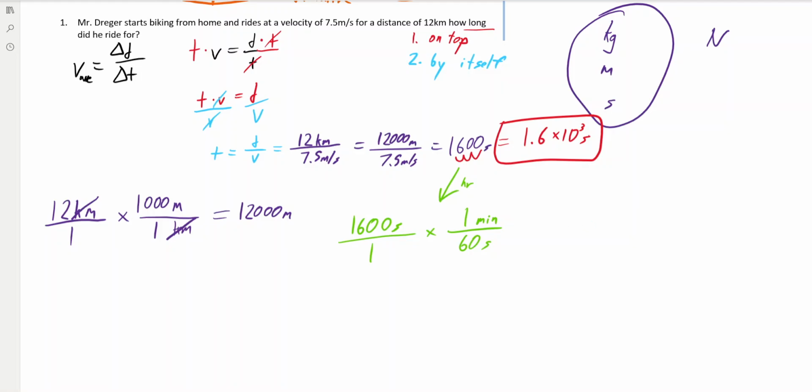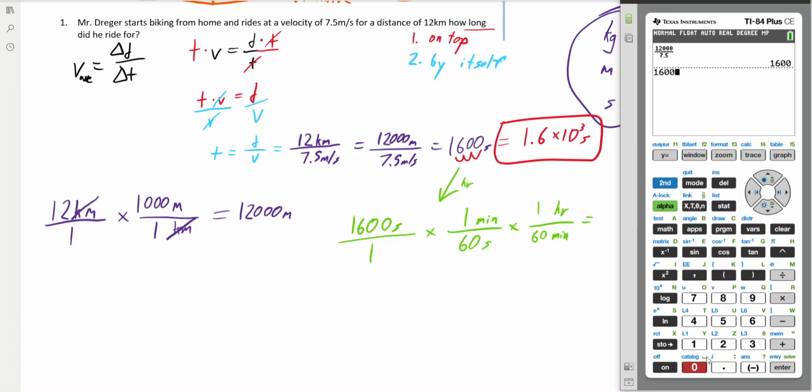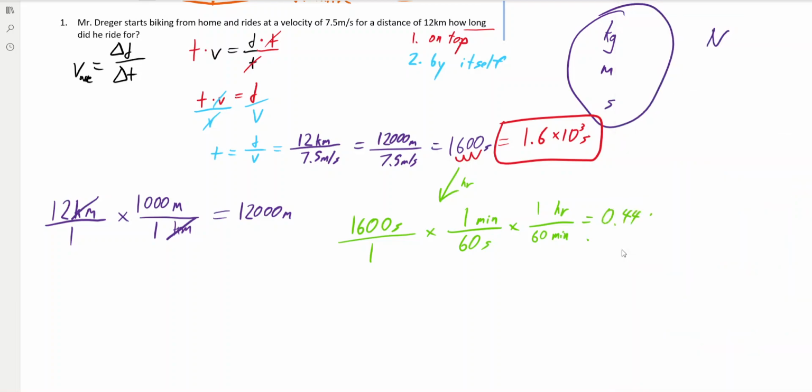Or if we want to go all the way to hours, what we do is we want to get rid of minutes now and get hours. So 1 hour with 60 minutes. So now we can go like this, and we can multiply. We could write it exactly as I've written it. And it can simplify to 4 over 9, or it could be just 0.44 repeating. So this is how many hours, okay?